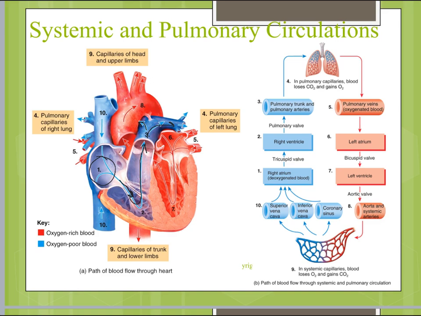Now the lungs are going to do their magic, so we're going to resort right to here. So the pulmonary capillaries are going to load up on oxygen and unload that CO2. And then that oxygenated blood is going to return via the pulmonary veins into our left atrium. Now the left atrium is going to contract. It's going to pass through that bicuspid valve and enter into the left ventricle.